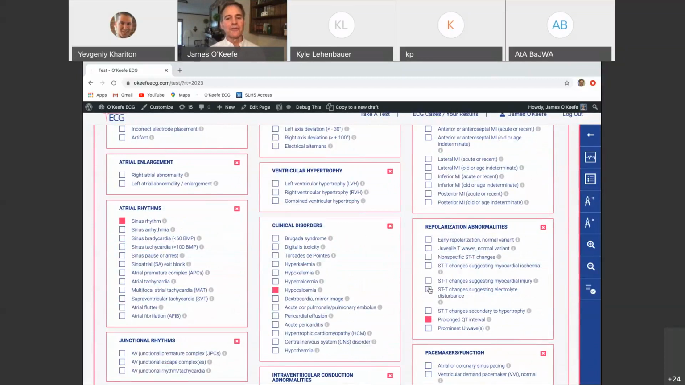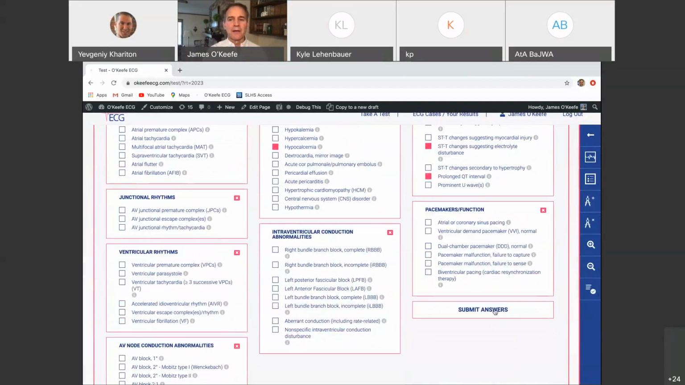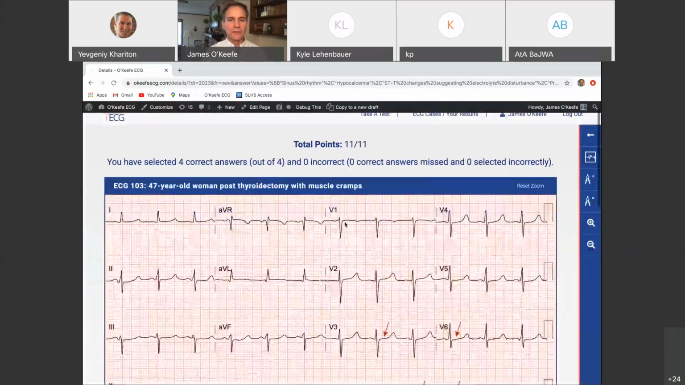suggesting electrolyte disturbance. So when you see a pattern that's either hypokalemia, hyperkalemia, hypocalcemia or hypercalcemia, those are the four electrolyte disturbances: low or high potassium, low or high calcium. Don't forget to code for the STT changes of electrolyte disturbance. So there you have it. Yeah, we got that one right.